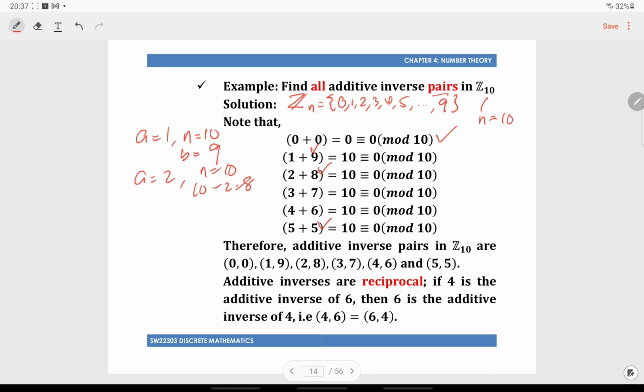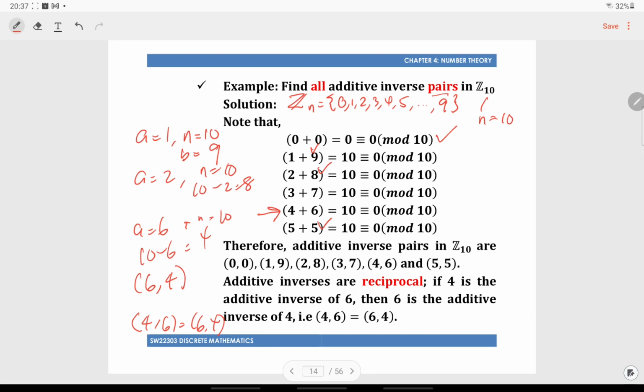How about 6? For 6, A equals 6 and n equals 10, so 10 minus 6 equals 4. So that means the pair for 6 is 4. But if we check the earlier step, we already have the pair for 4 as 6. So in additive inverse, (4, 6) is the same as (6, 4), because we want to find a pair.